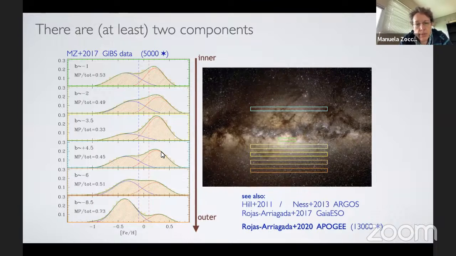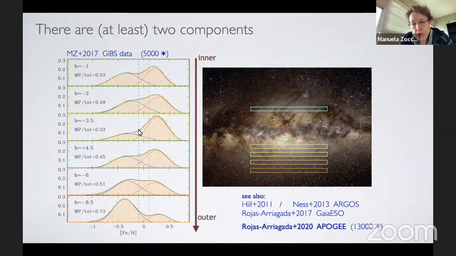You see, it can be fitted pretty well by two Gaussians everywhere. However, the relative area of the two Gaussians is not the same everywhere. And in particular, far away from the plane, here, this corresponds to the lowest bin, metal-poor stars dominate. They make up about 70% of the total. But when we go closer to the plane, they are marginal, and the dominating component is the metal-rich.